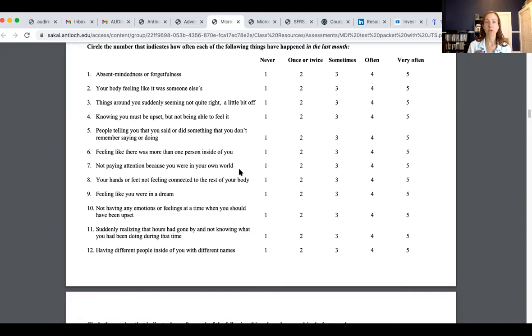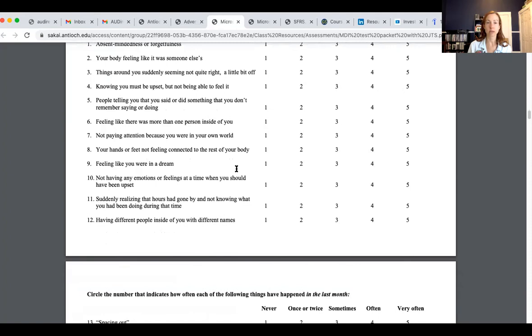Some of these symptoms are very obviously getting at dissociative tendencies, but some of them might be a little bit more subtle, and you might not necessarily know that they tend to be widely correlated to dissociation. So, feeling like you were in a dream, or suddenly realizing that hours had gone by and not knowing what you had been doing during that time, those might be a little bit more obvious. Something that might not be so obvious is somebody who endorses not having emotions or feelings at a time when you know you should have been upset.